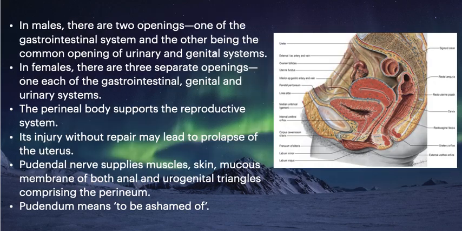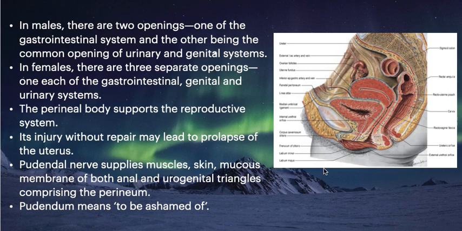Okay, so like we've seen that in males there are two openings, one for the gastrointestinal system and the other being the common opening for the urinary and the genital system. In the female, as depicted in this photo, there are three separate openings, one for each of the gastrointestinal, genital, and the urinary system. The perineal body is supporting the reproductive system, and any injury without repair may lead to the prolapse of the uterus.